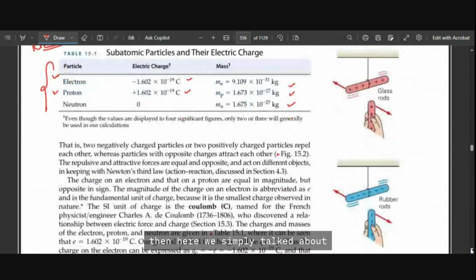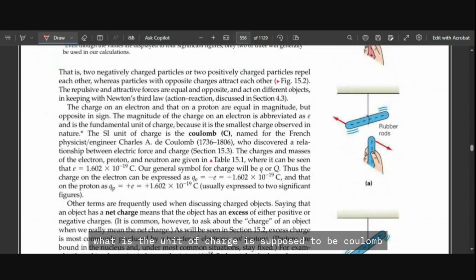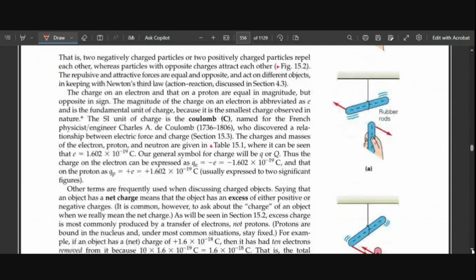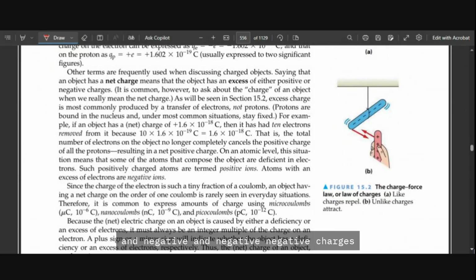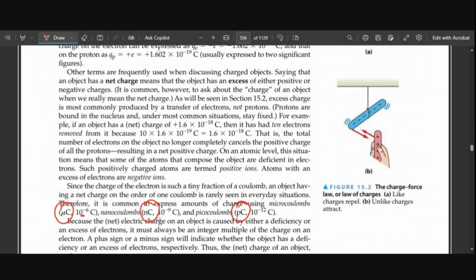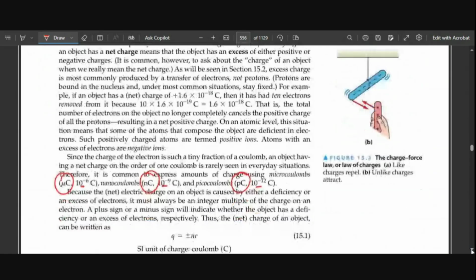Then we talked about the unit of charge, which is the coulomb. We talked about the attraction and repulsion between net positive and negative charges, similar charges. Then we talked about a few more units of charge. One is microcoulomb, another is nanocoulomb, and we can also have picocoulombs. A microcoulomb is 10 to the power minus 6 coulomb, a nanocoulomb is 10 to the power minus 9 coulomb, and a picocoulomb is 10 to the power minus 12 coulomb.